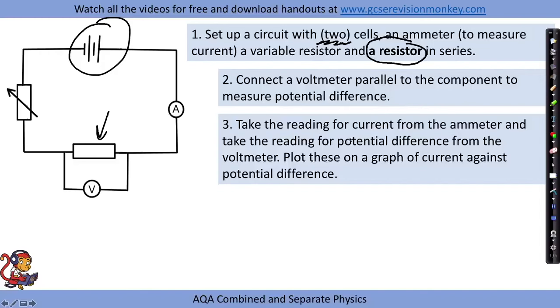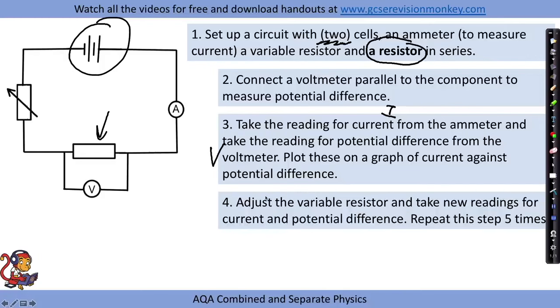We take the reading for current, which is going to be our I, from the ammeter, and take the reading for potential difference, which is going to be our V, from the voltmeter, and plot these on a graph of current against potential difference. You may well say that you're going to put them in a table first and plot them later. Either is fine. We're then going to adjust the variable resistor, which is this component here, and take new readings for current and potential difference. And we're going to repeat this 5 times.